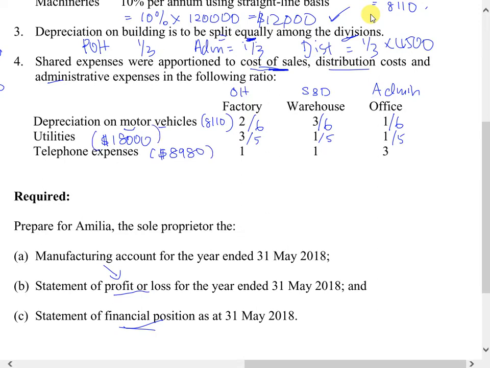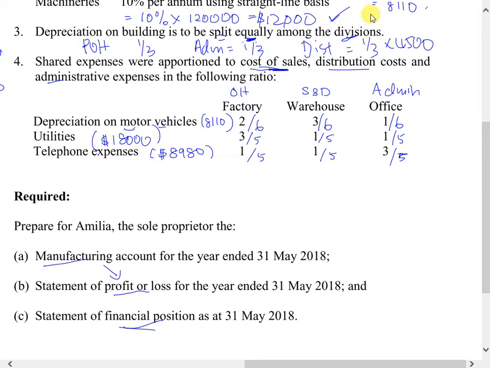Share 1-1-3 means 1 over 5, 1 over 5, 3 over 5. Done. Okay. Now, we have already shown the working of how to allocate and share. So we are going to start with manufacturing costs.